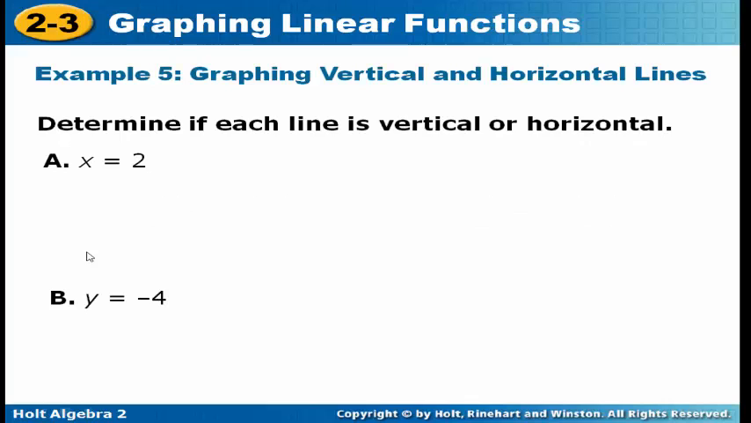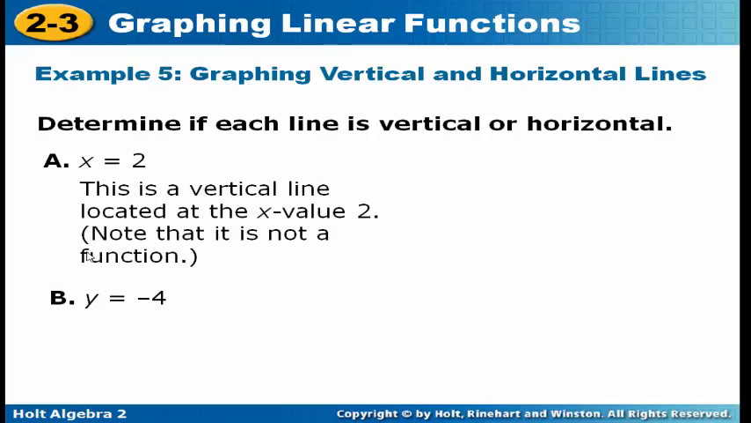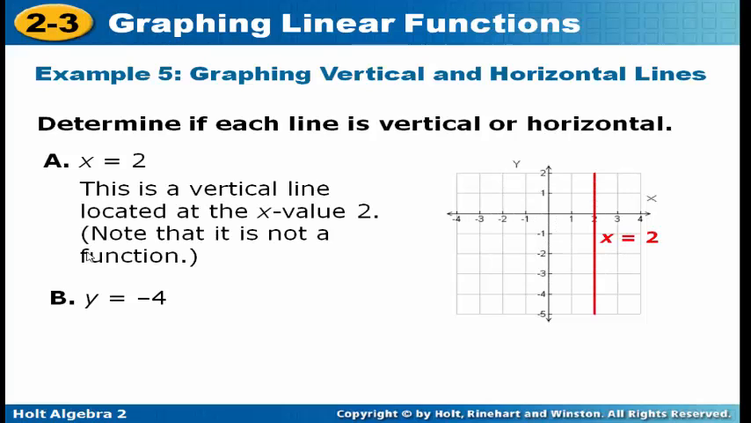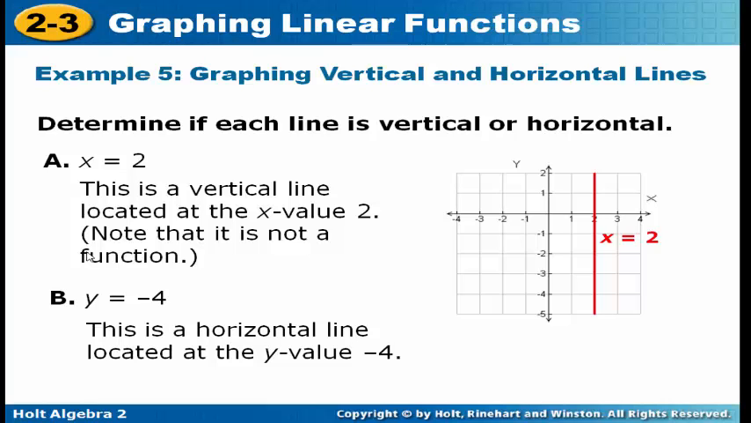So x equals 2, vertical or horizontal? It's vertical. The slope is undefined. And we can draw it by drawing a straight vertical line that cuts x at 2. Y equals -4, it's horizontal, and we can draw it by graphing a straight line that cuts y at -4, and the slope is 0.